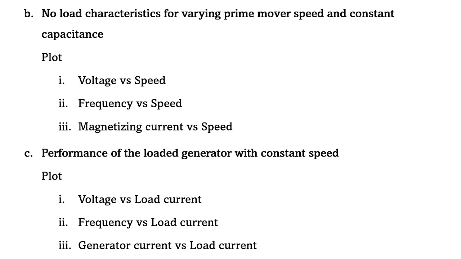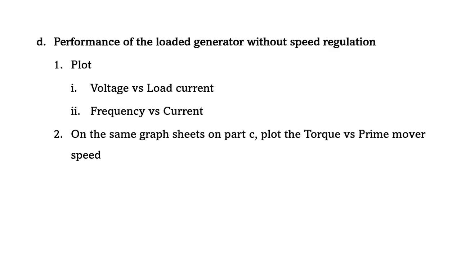Under part B, you have to plot the curves of voltage versus speed, frequency versus speed, and magnetizing current versus speed. For part C, plot voltage versus load current, frequency versus load current, and generator current versus load current. Under part D, you have to plot the curves of voltage versus load current, frequency versus current. On the same graph sheets on part C, plot the torque versus prime mover speed.